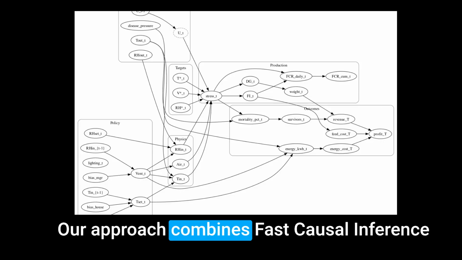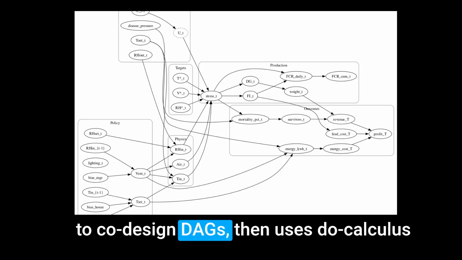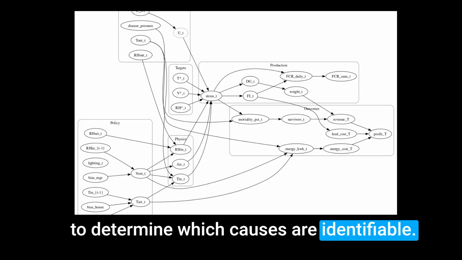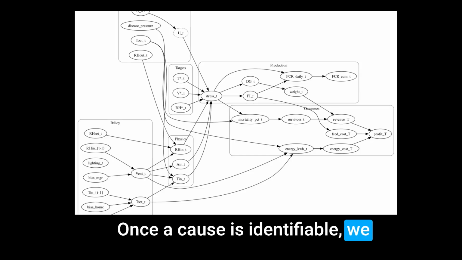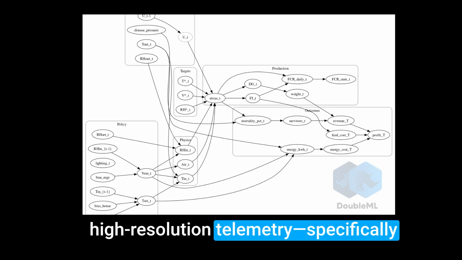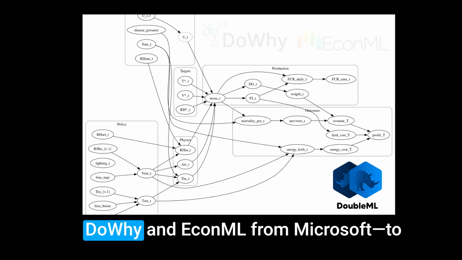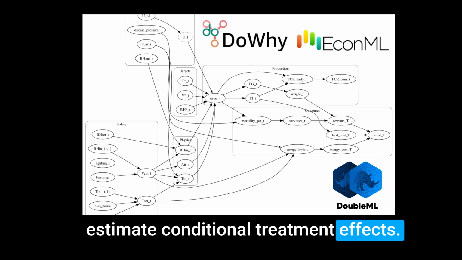Our approach combines fast causal inference and expert domain knowledge with farmers to co-design DAGs, then uses do-calculus to determine which causes are identifiable. These rich causal DAGs become part of our IP. Once a cause is identifiable, we train meta-learners on the farm's high-resolution telemetry, specifically double machine learning models via DoWhy and EconML from Microsoft, to estimate conditional treatment effects.